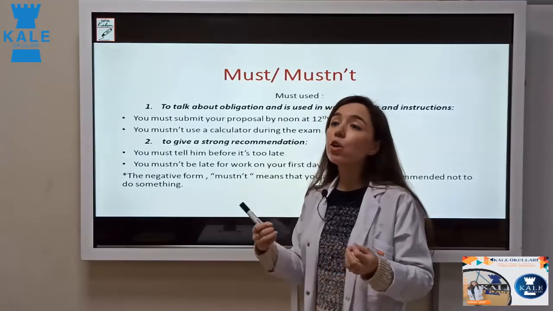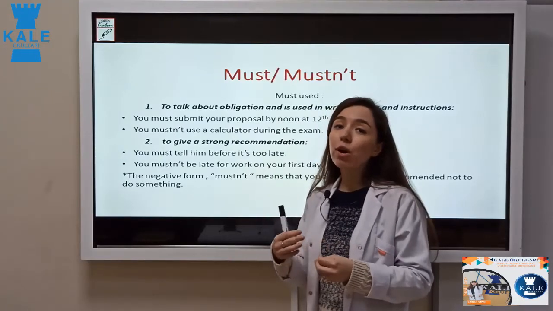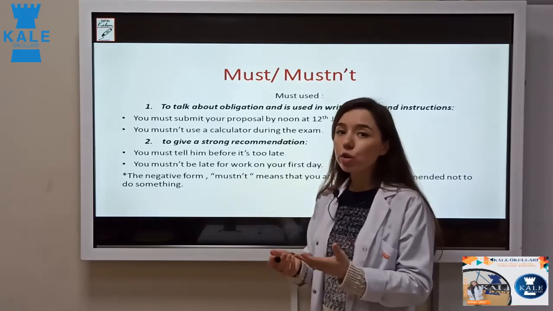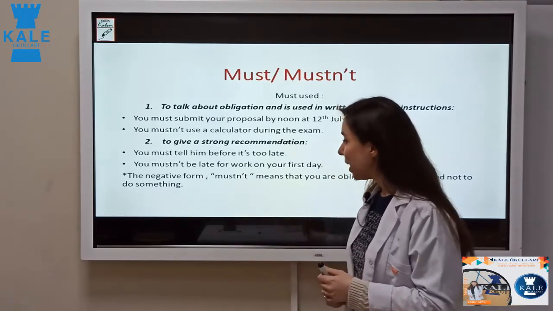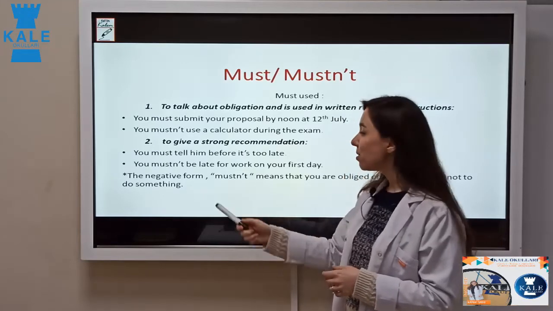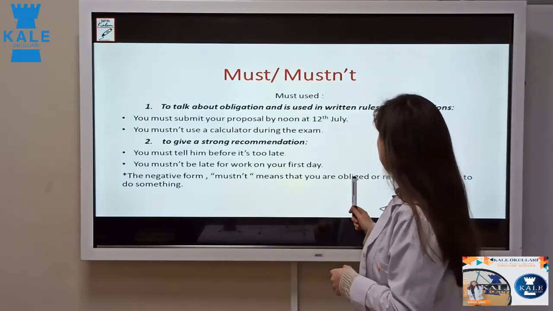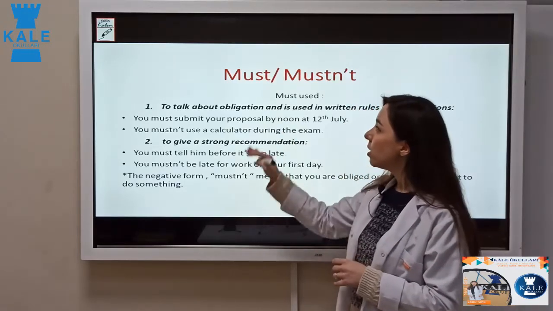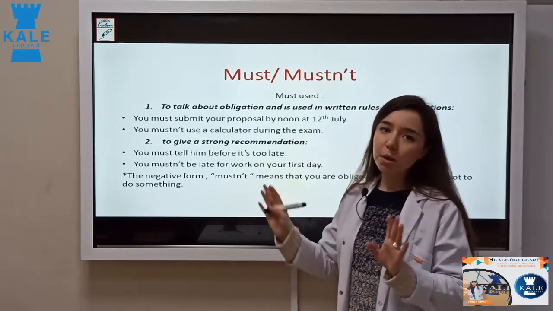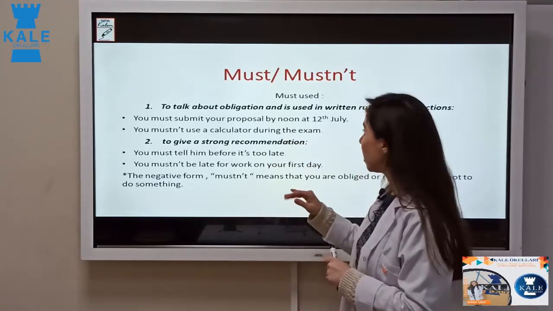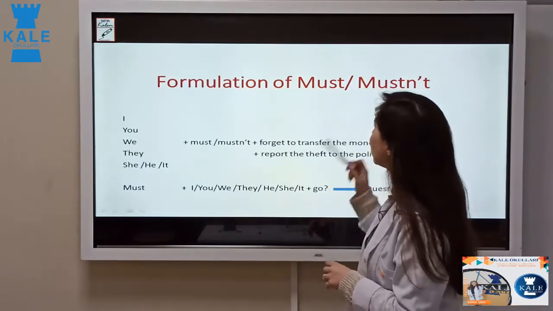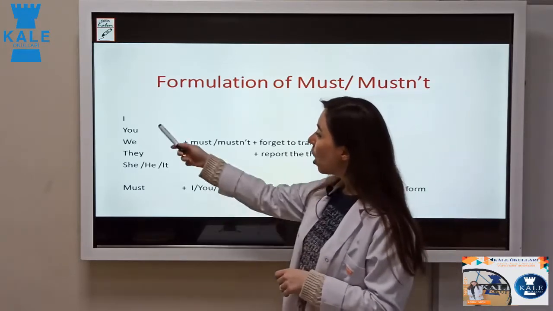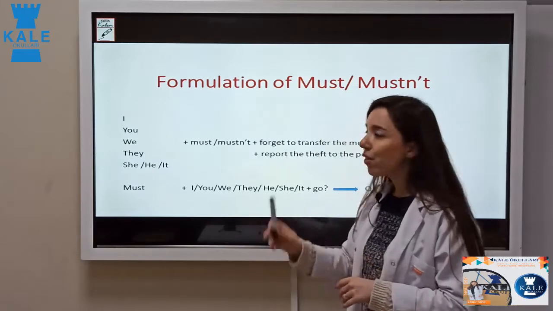If you're late, then your boss, for example, may think that you are a lazy colleague, a lazy person. You are not going to do everything well. So you mustn't be late. And what is the negative form of must? Mustn't. It means that you are obliged or recommended not to do something. So the negative form of must is mustn't. That much. We just put not after it. Now we want to talk about the formulation of must and mustn't. For I, you, we, they, she, he, it, for all of them it is the same.